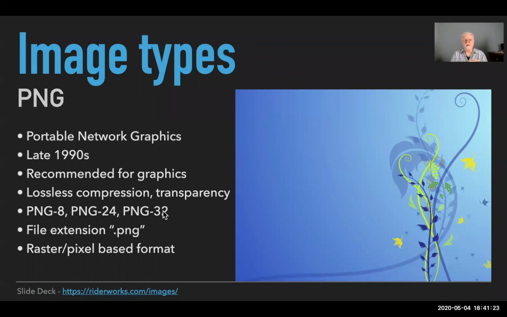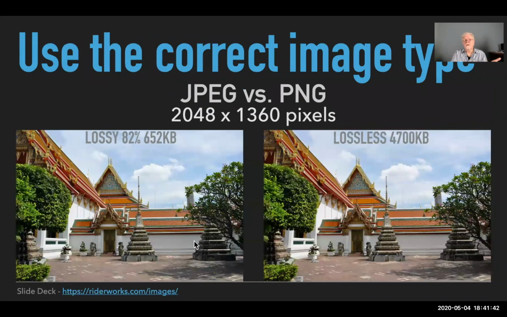So these file sizes can get pretty big because they're lossless compression, and it is still pixel based. I see a lot of people put images in and just make an image of this, instead of a JPEG or a PNG file. I'm going to show you the little thing that happens when you do that. So I say just use the correct image type.